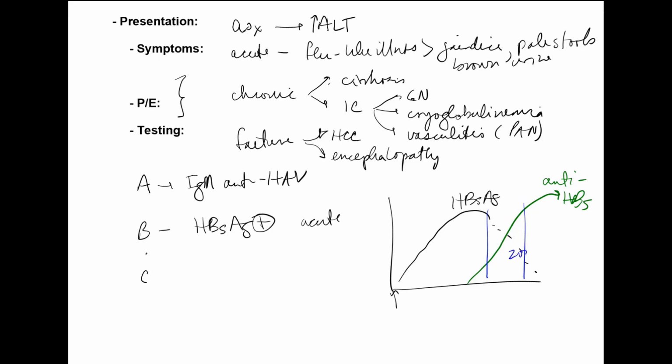We have this region in which the two are equal. Immunologists call this the zone of equivalence. Clinically, this is called the window. And when you test in here, testing is negative because the two cancel each other out. Therefore, this window has to be covered, and the current test we use is an IgM anti-HB core.